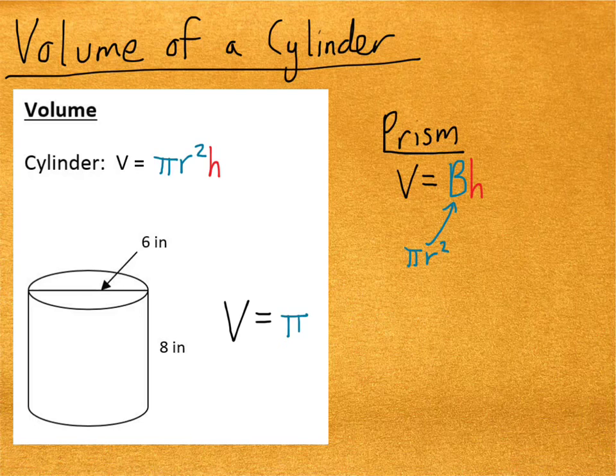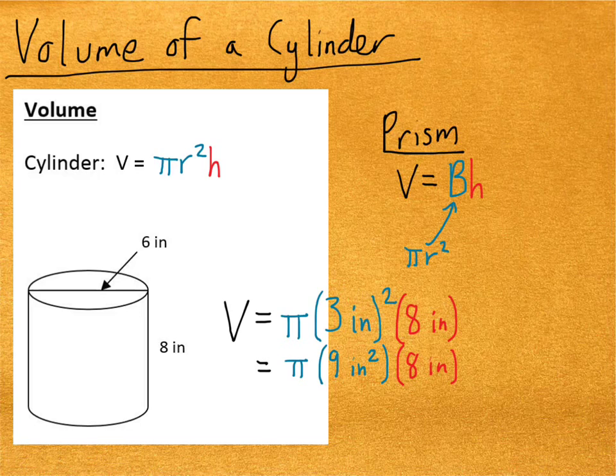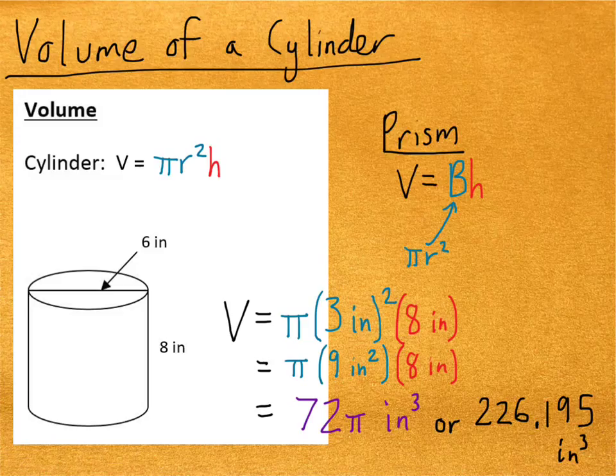So in this case, the volume is pi times 3 inches quantity squared times 8 for the height. If I square the 3, that would be pi times 9 square inches times 8 inches. If I multiply that out, that would be 72 pi. What would the units be? If I have inches squared times another inches, that would be inches cubed. Its decimal version, if you just type it in the calculator, is 226.195 inches cubed.